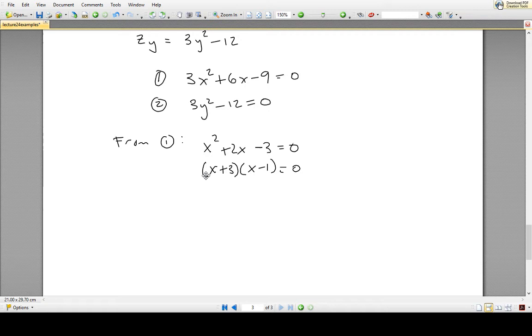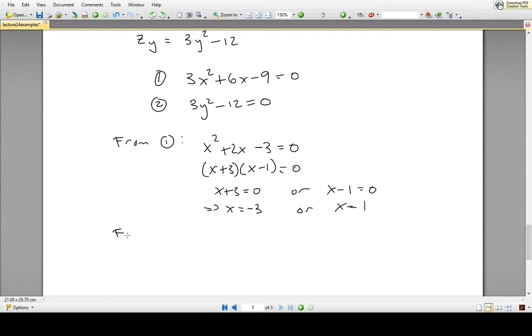And of course, the only way to make this equation true is if either x plus 3 is equal to 0 or x minus 1 is equal to 0. If x plus 3 is equal to 0, that means that x is equal to negative 3. If x minus 1 is equal to 0, that means x is equal to 1. So we have two x values that make the first equation true.